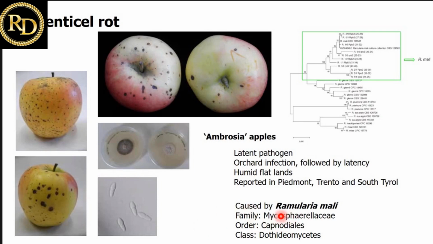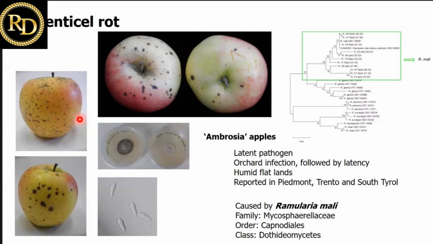The name of the pathogen is Ramularia mali, and it's affecting some susceptible varieties, for example, Ambrosia, but also Golden Delicious, late during the storage. So this is a pathogen that is coming out from the lenticels of the fruit, but it shows a very dry rot. So it's different from other pathogens. It is also very difficult to isolate.